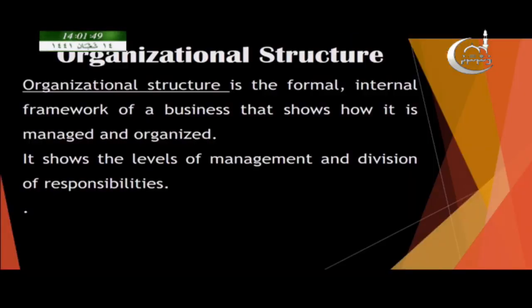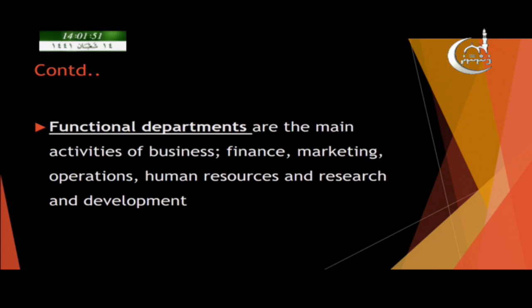So, the next one is functional department. This is what the business actually does in the organization, what they carry out, how they have assigned their tasks. So, functional departments are the main activities of business. It includes financing, marketing, human resource, operations and research and development of the business. So, all these come under functions of the business or the organization.